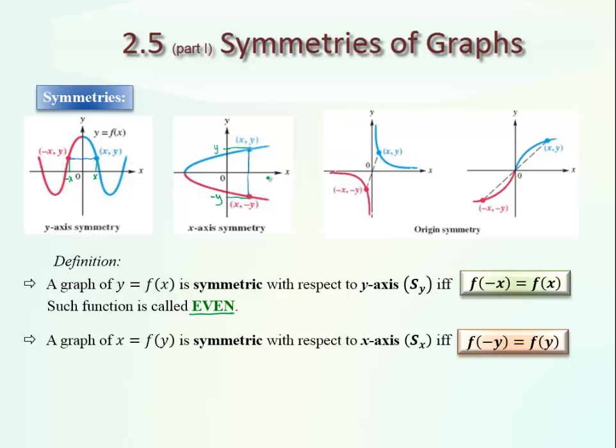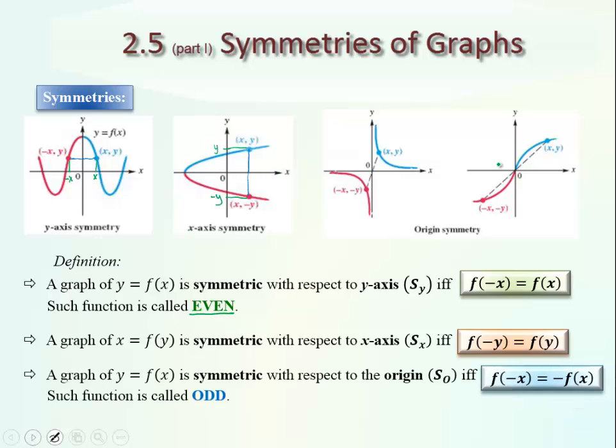And the last type of symmetry that we'll be interested in is the central symmetry, symmetry in the origin. So a function f(x) is symmetric with respect to the origin if and only if, when we replace x by -x, the value of the expression becomes opposite to the expression of f(x). So we can actually pull this minus outside of the function and these two expressions will be equal. And such functions are called odd.